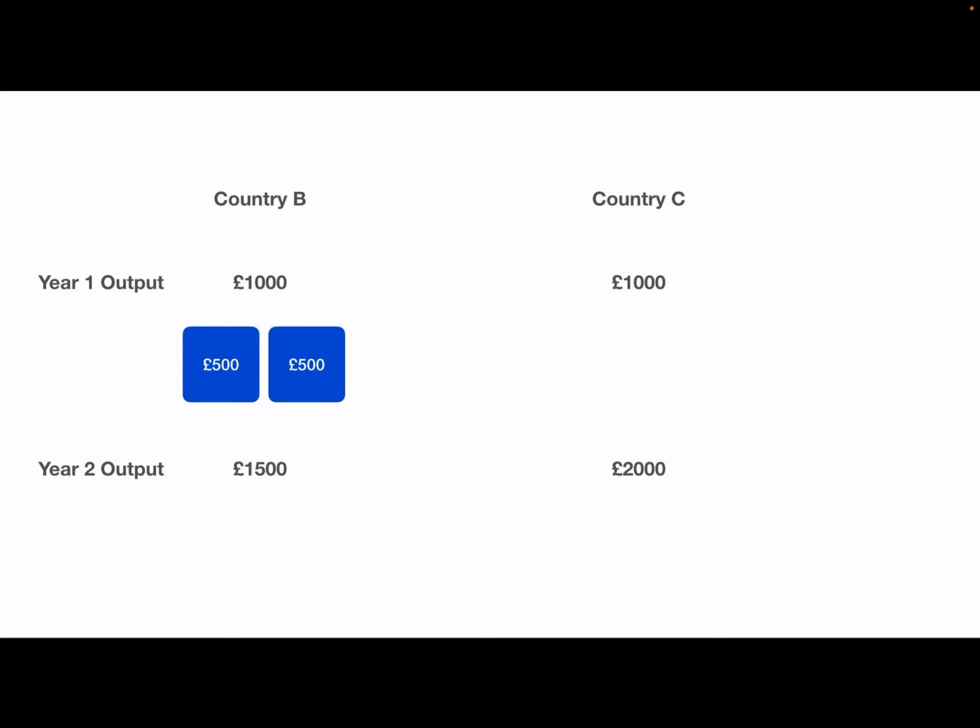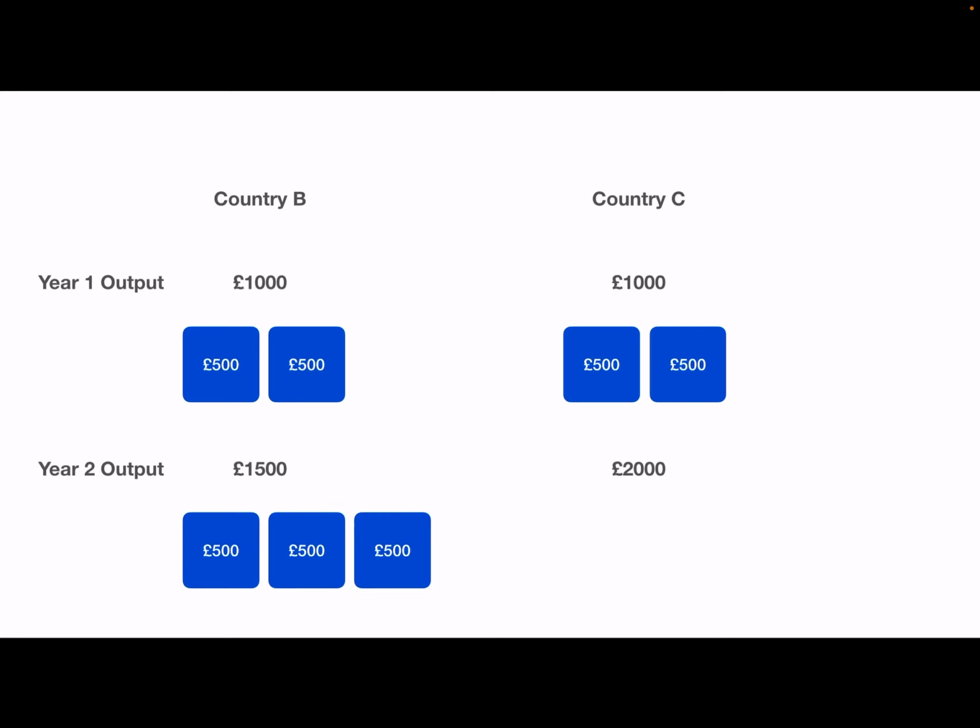But what if I told you that in year 1, both countries made 2 boxes priced at £500? In year 2, Country B made 3 boxes priced at £500. So they have produced more output. But in Country C, they still only produced 2 boxes, except they had really high inflation, so these boxes are now priced at £1,000.